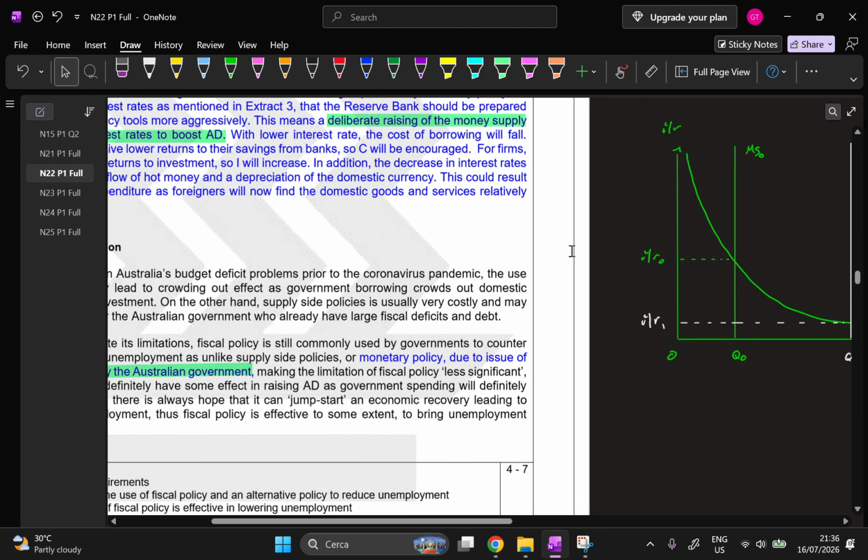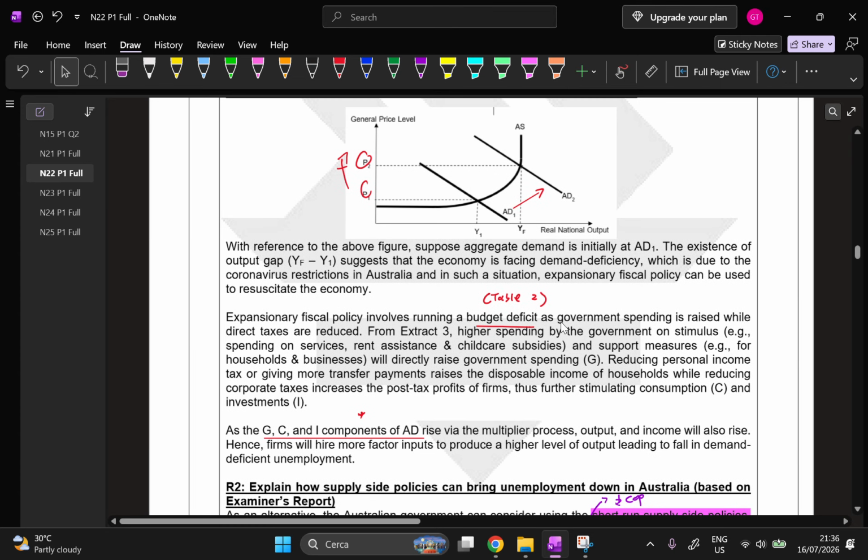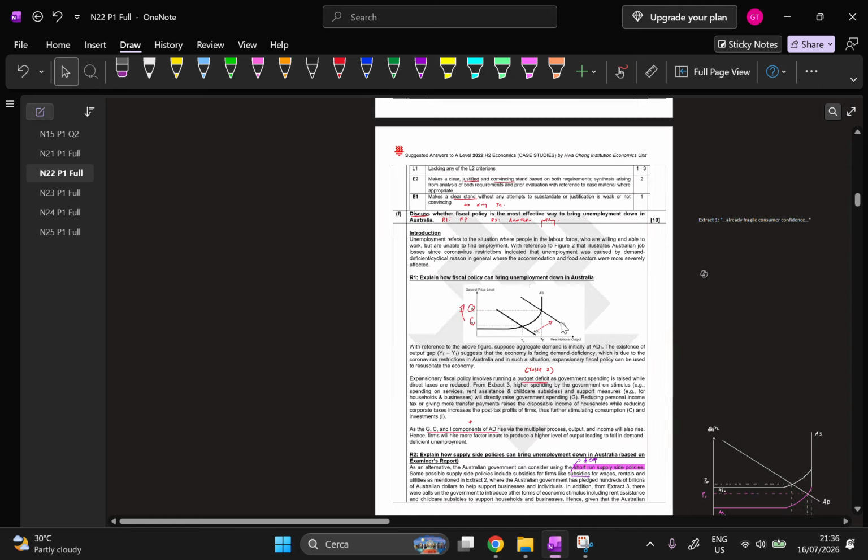Understand? Okay, fantastic. You can look through the rest of this answer key on your own. I don't think there's anything else I need to point out. Okay, yes, we are done.